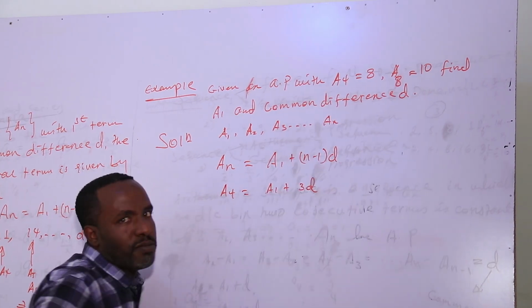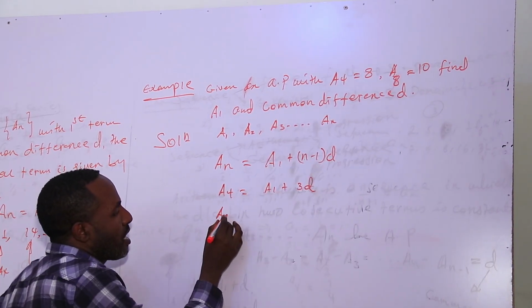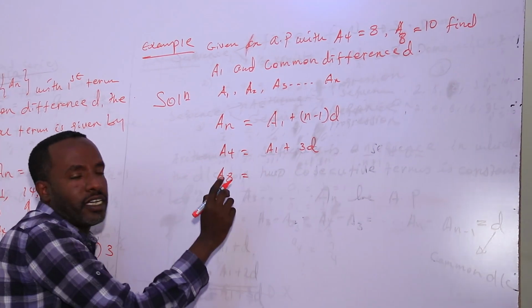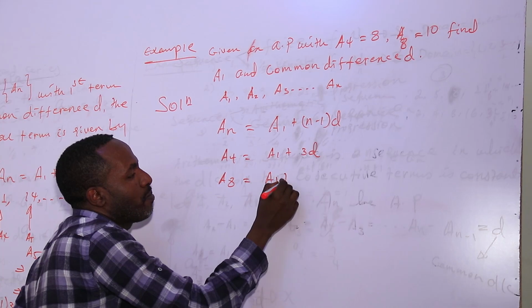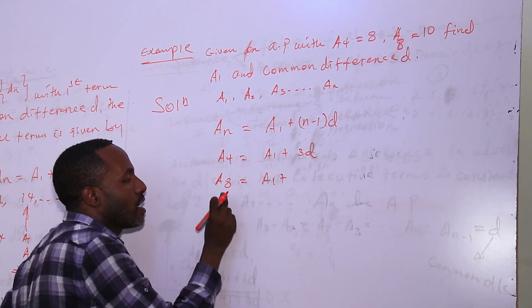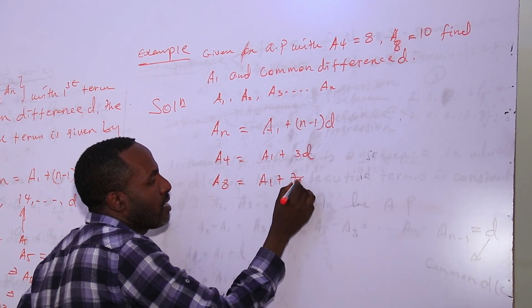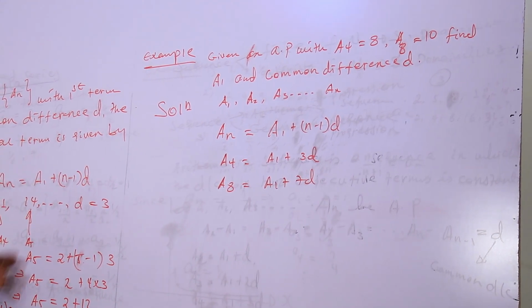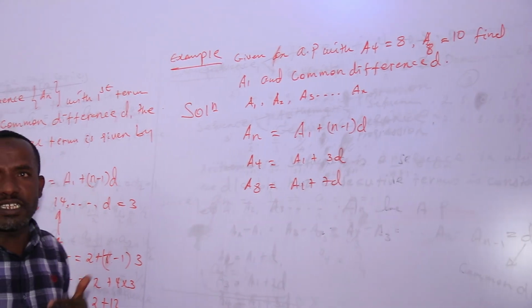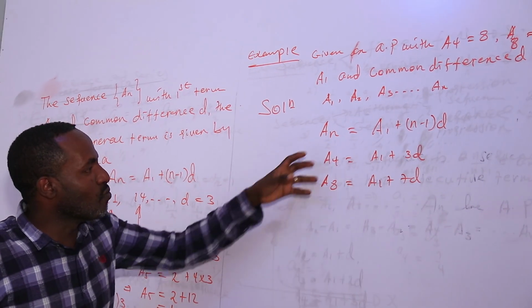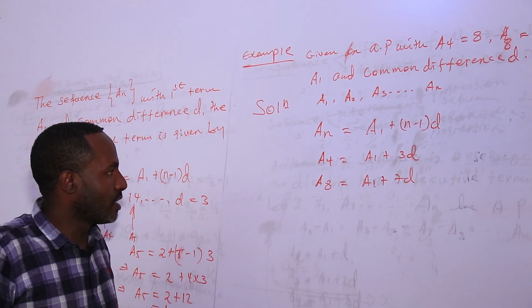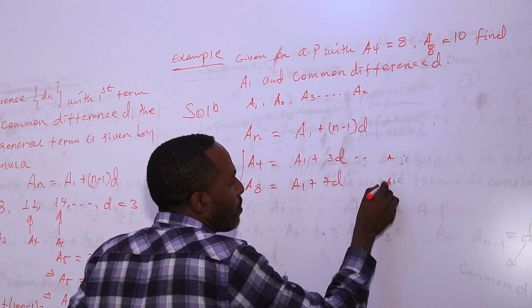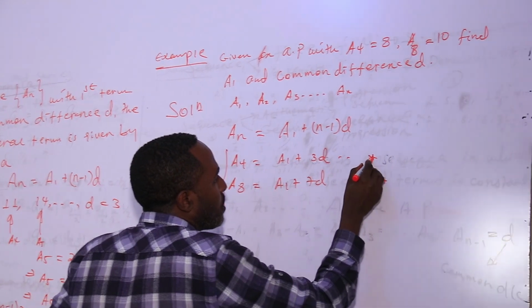And again, the 8th term becomes what? Which is A8, which equals, by using this formula, A1 plus, since n is 8, 8 minus 1 is 7, so 7D. So this is a system of simultaneous equations using two variables and two equations, so we can label them equation 1 and equation 2, equation star and star.